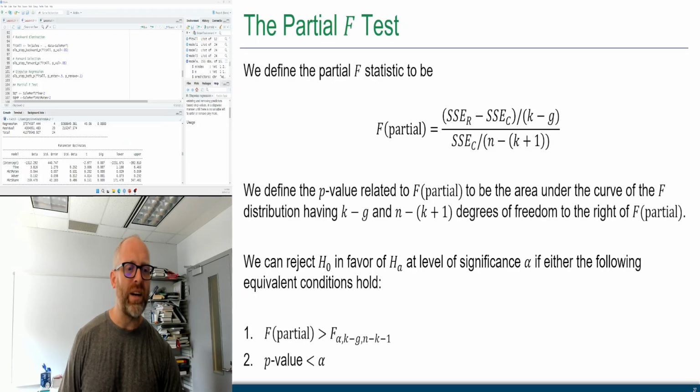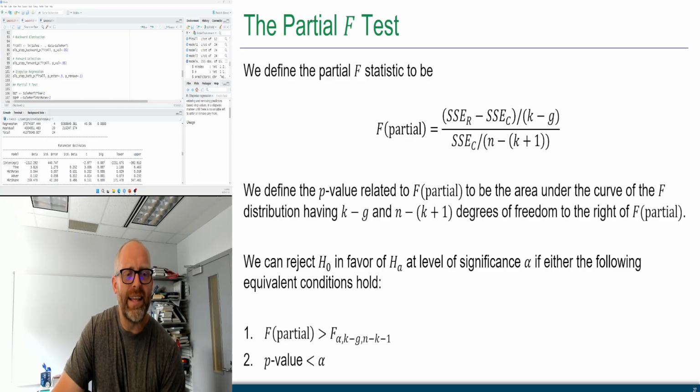We define the p-value related to the partial F test to be the area under the curve of the F distribution having k minus g and n minus k plus 1 degrees of freedom, looking to the right of the statistic. We've seen this before in the design of experiments when looking at the F statistic. We can reject H naught in favor of the alternative H sub A at a level of significance alpha if either of the following conditions hold. They are both equivalent.